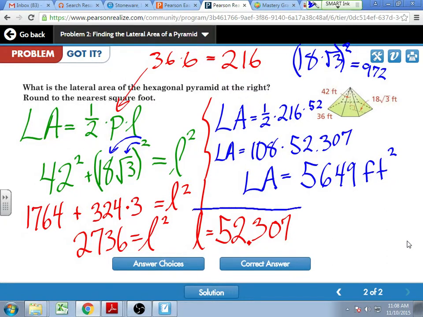So this is finally what you find as your slant height. That has to plug in right here. So this is times 52, but I was running out of space to show it. Then when I did half the 216, I got 108 times the 52, and I put my decimal values back on, and then I find my final answer, rounded to the nearest square foot.